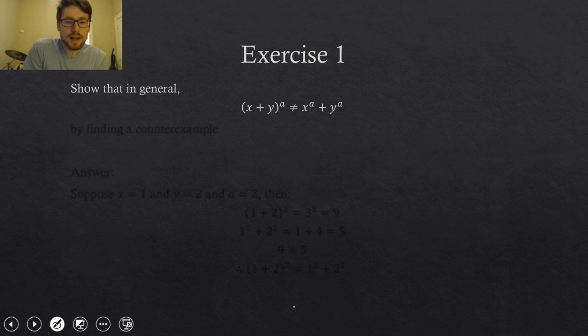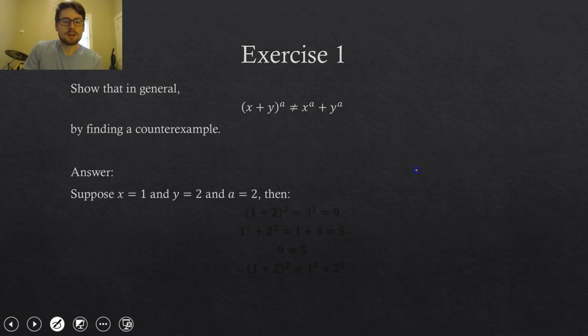Show that in general, x plus y to the a power is not equal to x to the a plus y to the a by finding a counterexample. Okay, go ahead and give this a try yourself, and then you can play the video and I'll show you the answer. So the answer is pick 2 values for x and y and a value for a, and see that they're not equal, right?